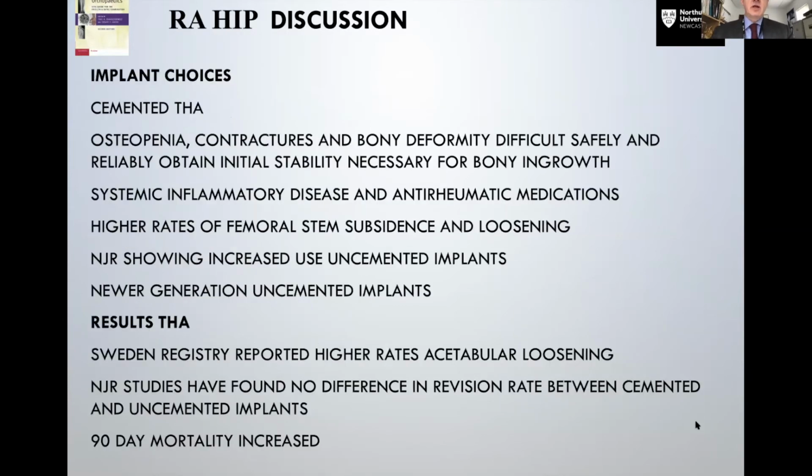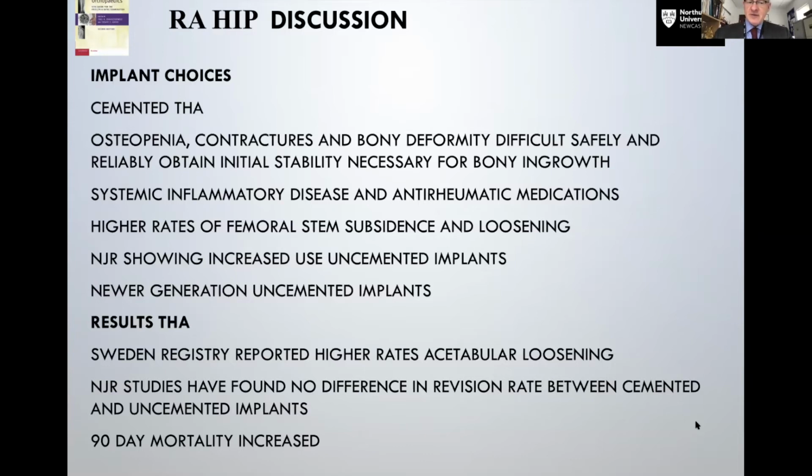Implant choices. Traditionally, rheumatoid arthritic patients had a cemented total arthroplasty performed. It was thought that osteopenia, contractures, and bony deformity prevented reliably obtaining the initial stability necessary for bone ingrowth. The systemic inflammatory disease and anti-rheumatic medications also meant there was a concern that osseointegration wouldn't occur. High rates of femoral stem subsidence and loosening were reported when they were used in some early series.